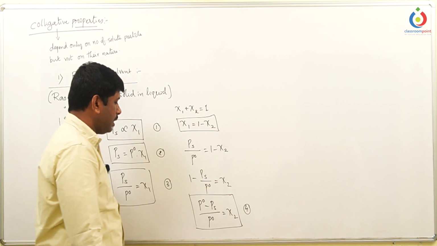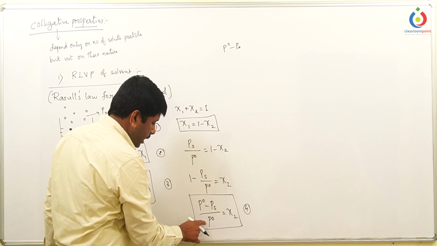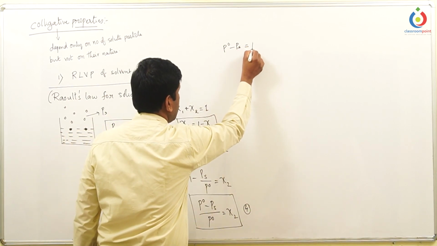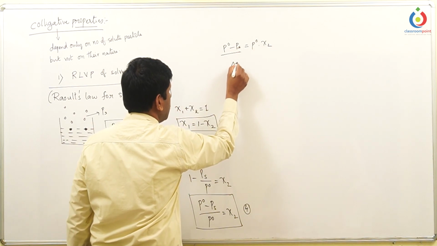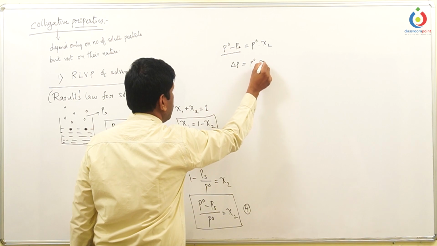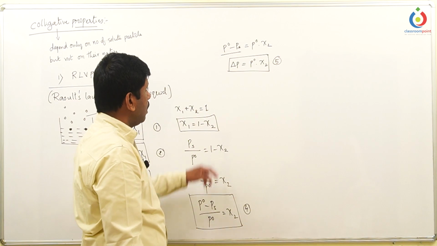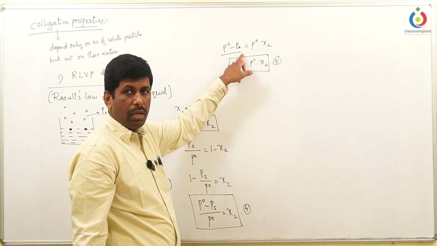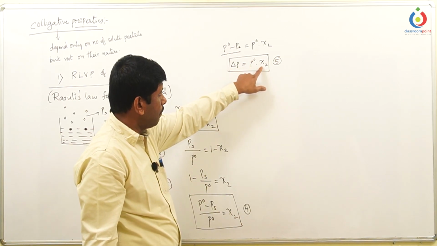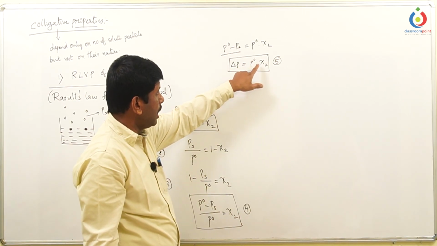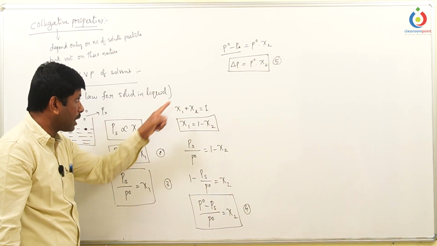Now this value we can convert mathematically into P0 minus PS. Send the P0 value to the other side so that we get P0 into X2. This P0 minus PS is nothing but delta P, which is equal to P0 into X2. Now the fifth form of Raoult's law: P0 minus PS is known as the lowering of vapor pressure. Lowering of vapor pressure is equal to the product of vapor pressure of the solvent and mole fraction of the solute.